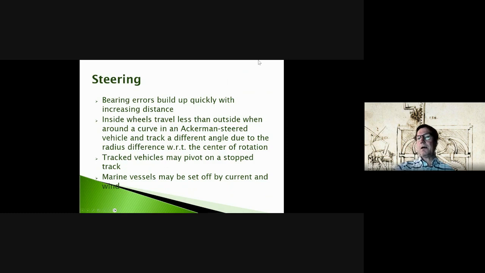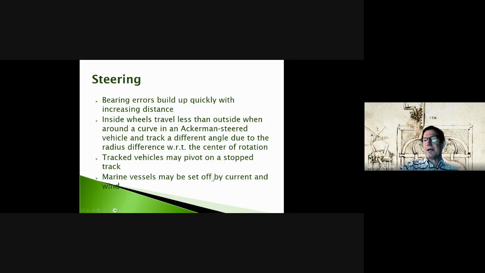Just noting that not everything's Ackerman steered. A tracked vehicle may pivot on a stopped track or a slowed track. It's a little bit different.